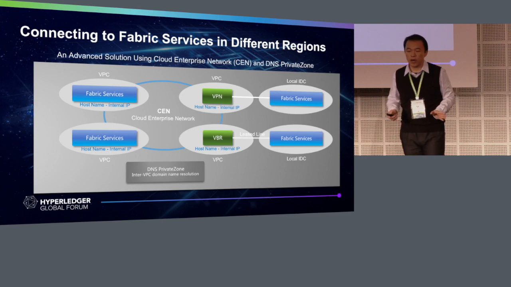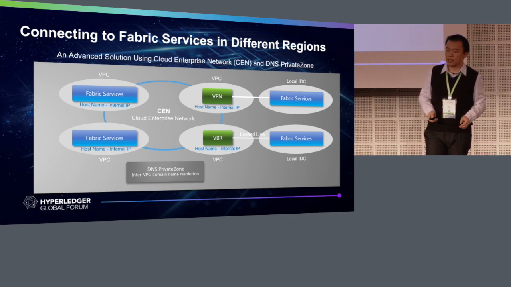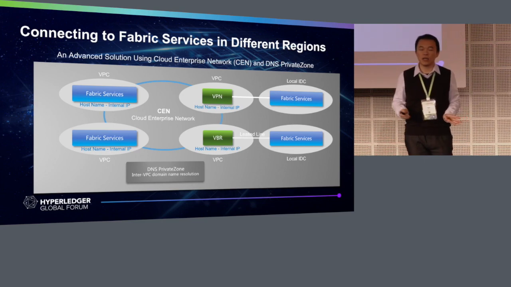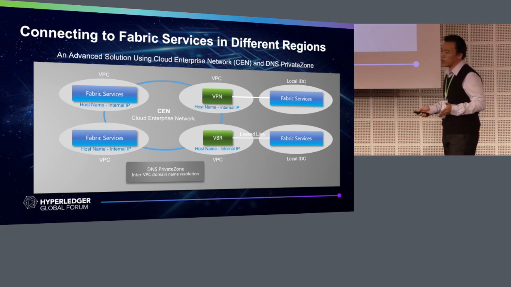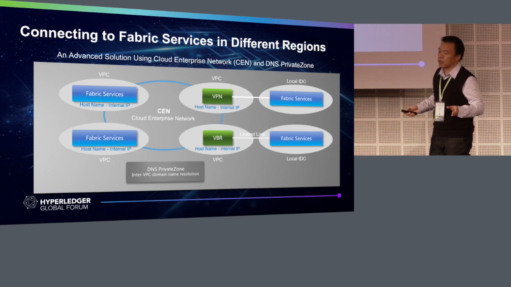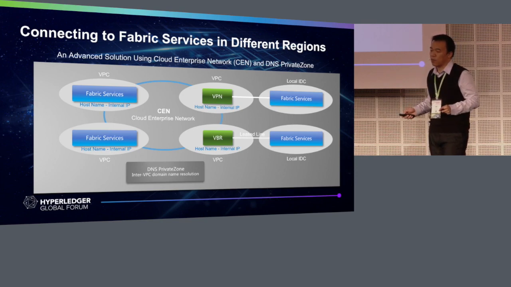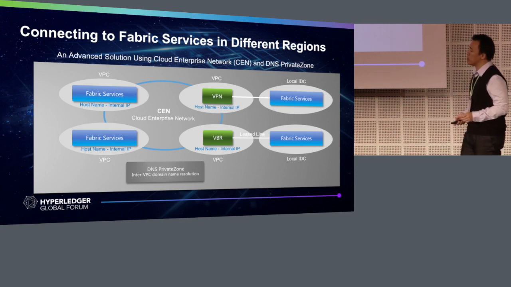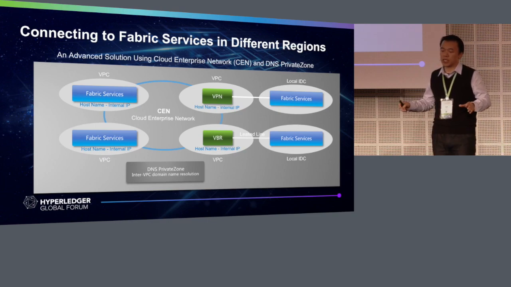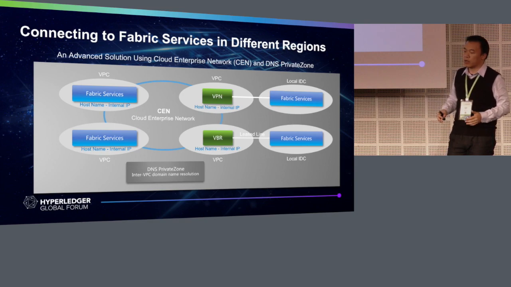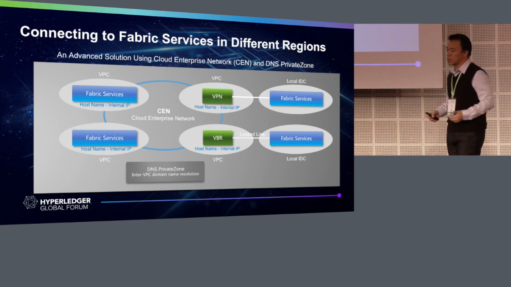And the next one is quite a bit more complex. It's for a scenario where different customers want to deploy Fabric nodes in different VPCs or private networks on the cloud. They also have Fabric nodes or services in a local data center, and they want to establish a consortium network to connect all the customers' nodes.